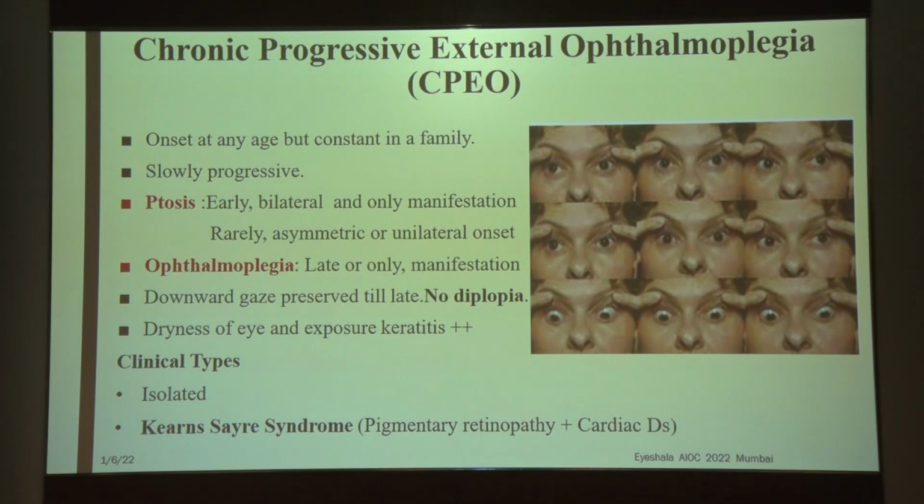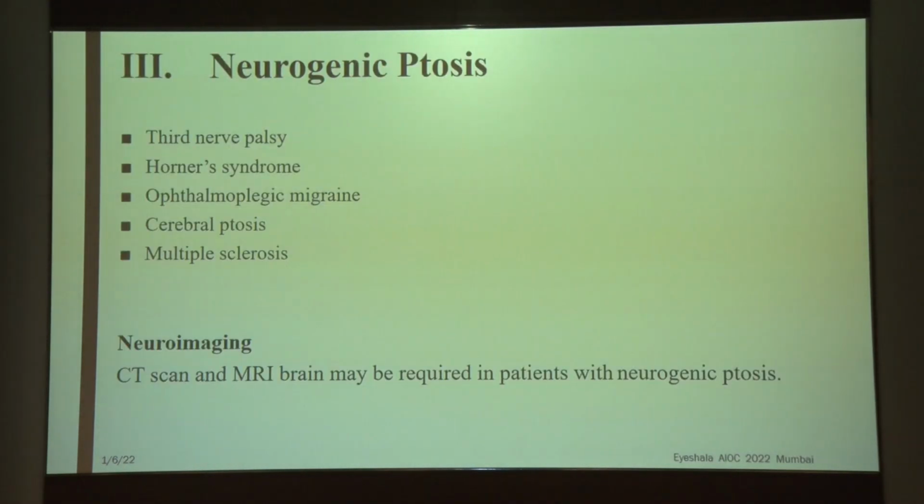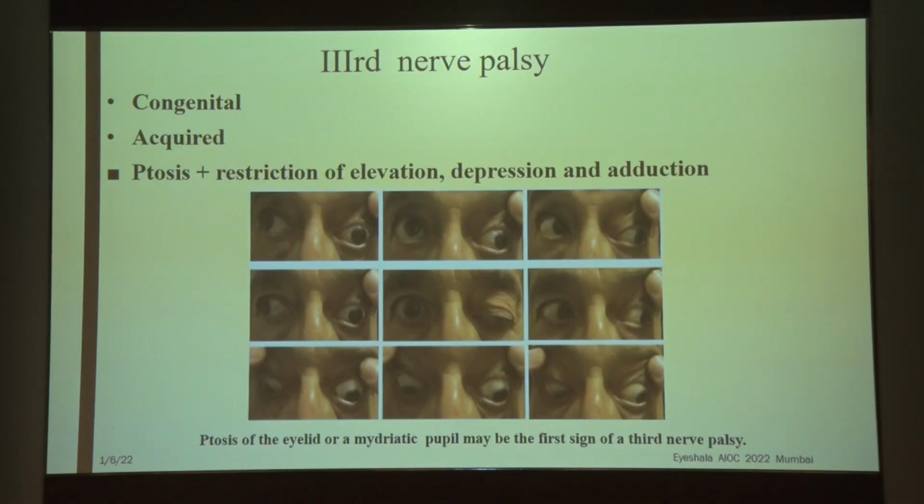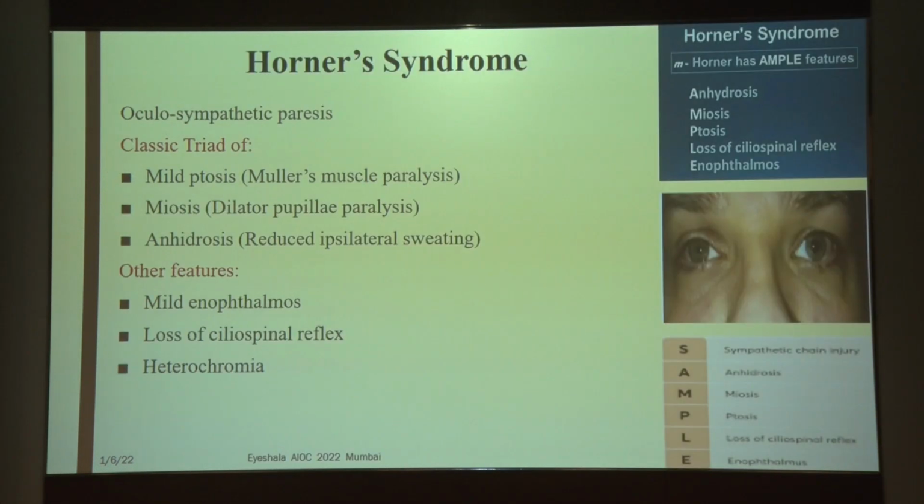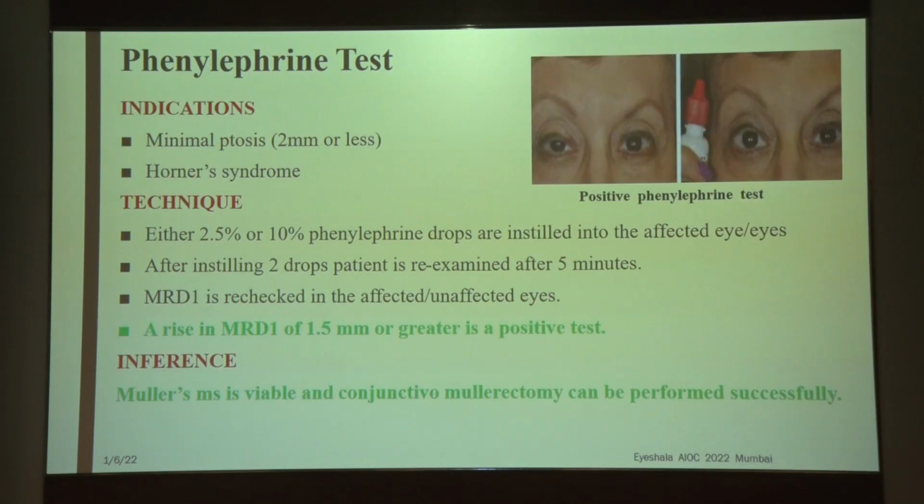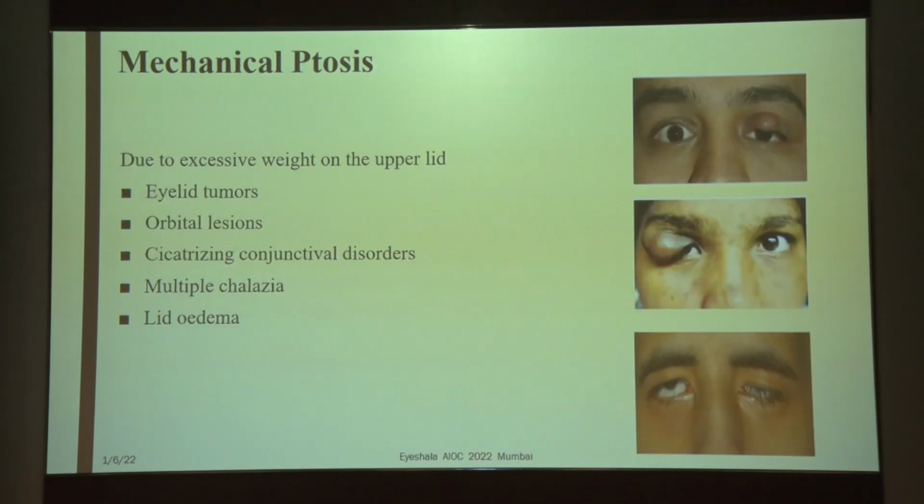CPEO, again, is early, bilateral, no diplopia is there, a progressive kind of thing. Then myotonic dystrophy can be there. In third nerve palsy, ptosis plus restriction of elevation, depression and adduction is there, and a mydriatic pupil is the clue for you. Horner syndrome has the classical triad of mild ptosis, miosis and anhidrosis. Along with it, you can remember the mnemonic, APLOMB or SAMPLE, and you can see the findings of Horner syndrome. It is very important in very mild ptosis or in Horner syndrome to do a phenylephrine test. If it shows improvement, you are sure that Muller's muscle is normal and you can go for a conjunctivo-Mullerectomy.